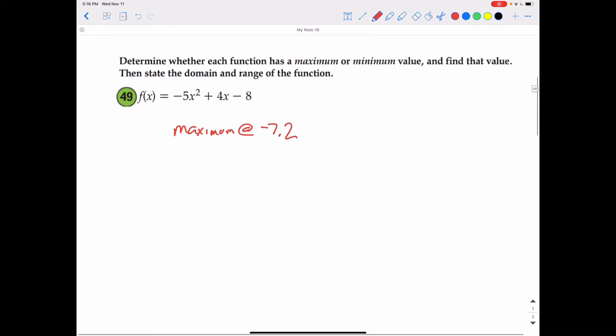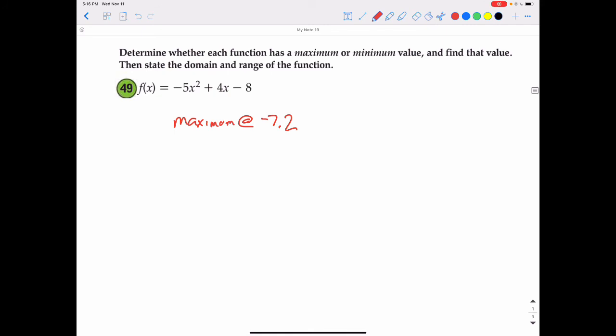And then the second part of this question says to state the domain and the range. Well, it's a parabola, so remember that with parabolas, as long as there's not any limitations like a real world limitation, we would say that the domain is going to be all real numbers. And the range is going to be based upon the high point of that graph. And since the highest point of the graph was negative 7.2 and the rest of the graph was below that, we would say the range is going to be y is less than or equal to negative 7.2.